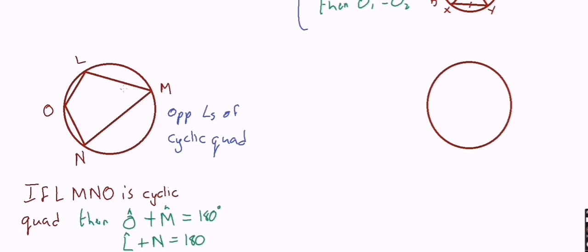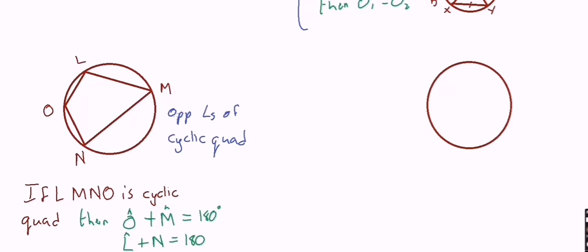And that is where most students struggle, when they have points that have no circle around them, and now they have to prove that those points will form a cyclic quad. One way to prove that is by proving that a pair of opposite angles are supplementary. So you can say O plus M is equal to 180, prove that. Or you can say L plus N is equal to 180. If you've proven that, then you can conclude that this is a cyclic quad.